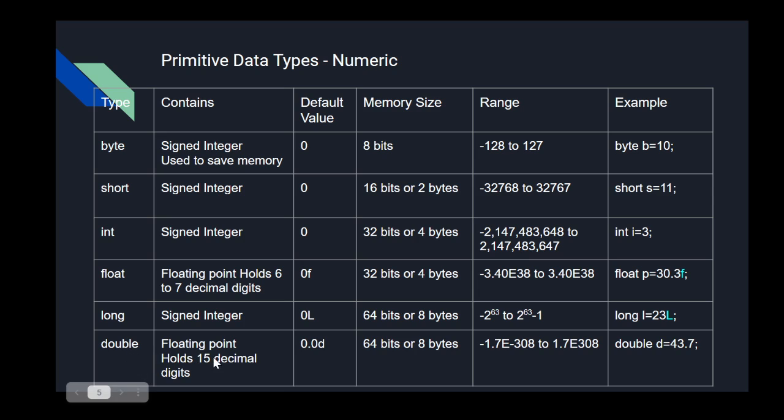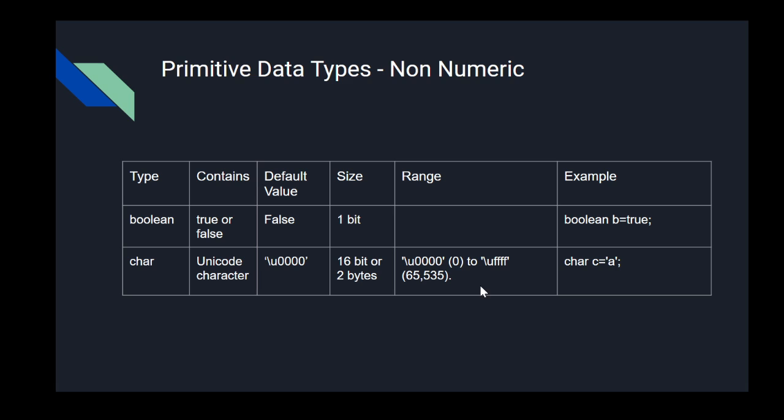Doubles are written as double d = 43.7. These are usually used to hold 15 decimal digits. Its memory size is the same as a long, 64 bits or 8 bytes. And the range is from negative 1.7E308 to 1.7E308.